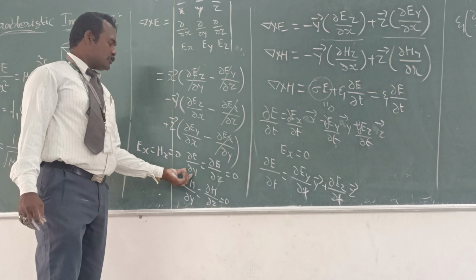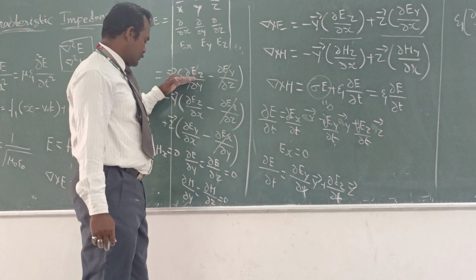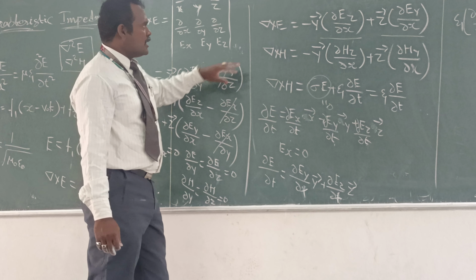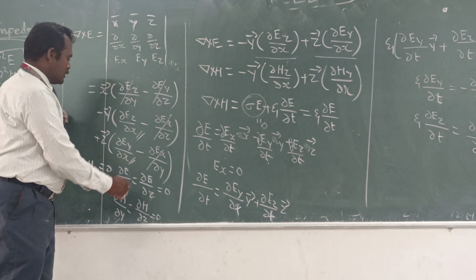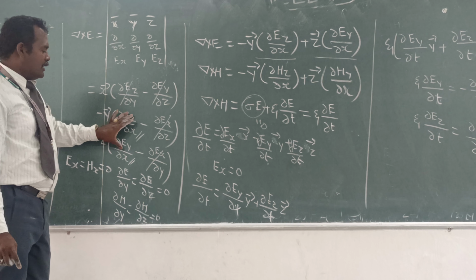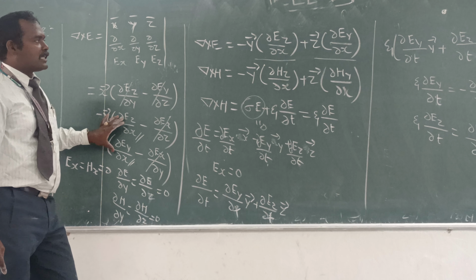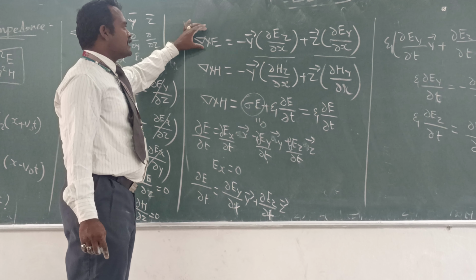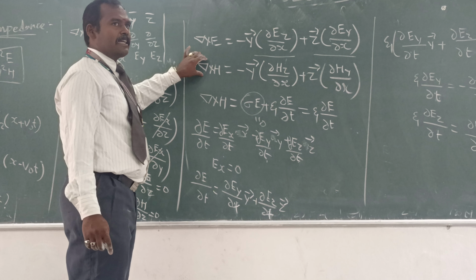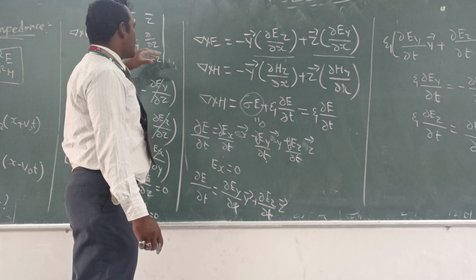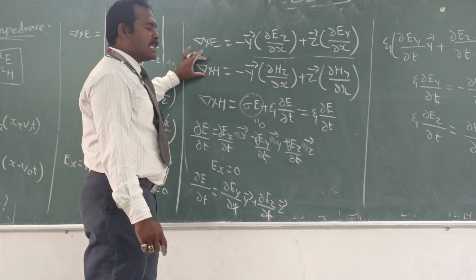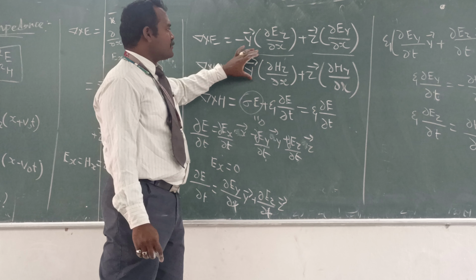Then you can substitute in the appropriate places, put the 0, and the remaining expression is simplified like that. The del cross E is equal to minus y into, because this term is 0, only the remaining terms, the y coordinate and z coordinate terms, are available. So you can write it, and we find del cross E. Similarly in the magnetic field, based on the cross product you can find del cross H also. The del cross H becomes like that.